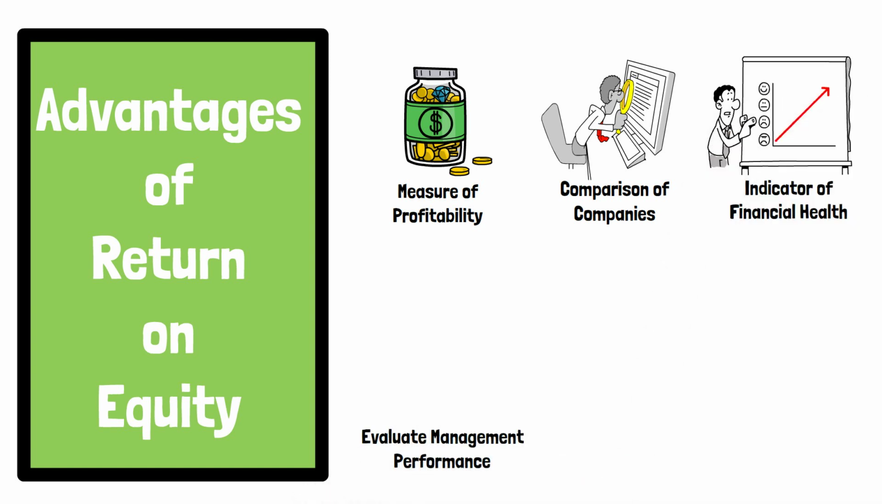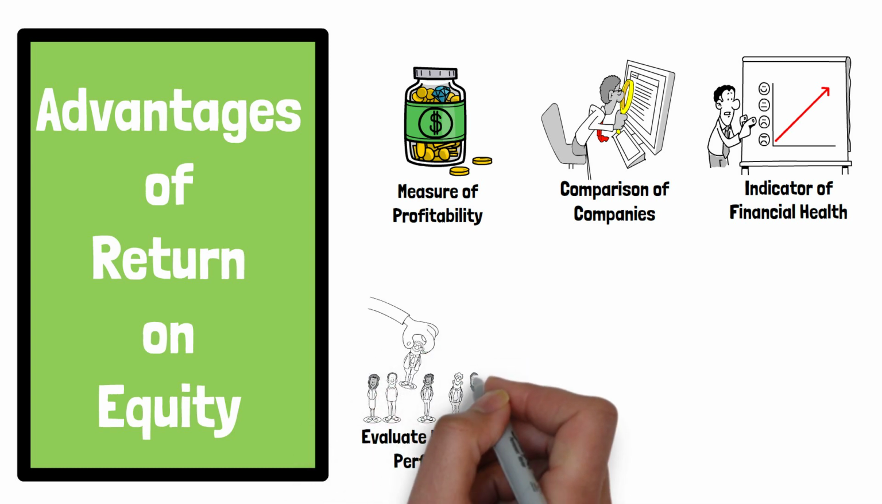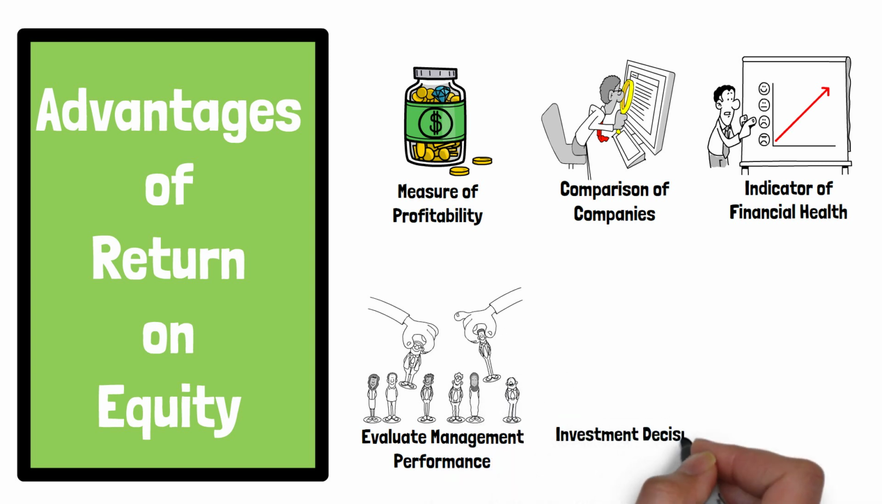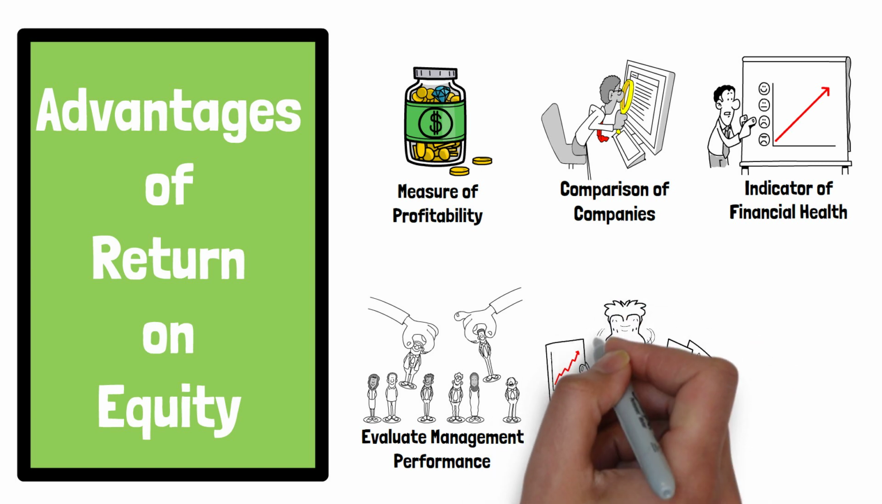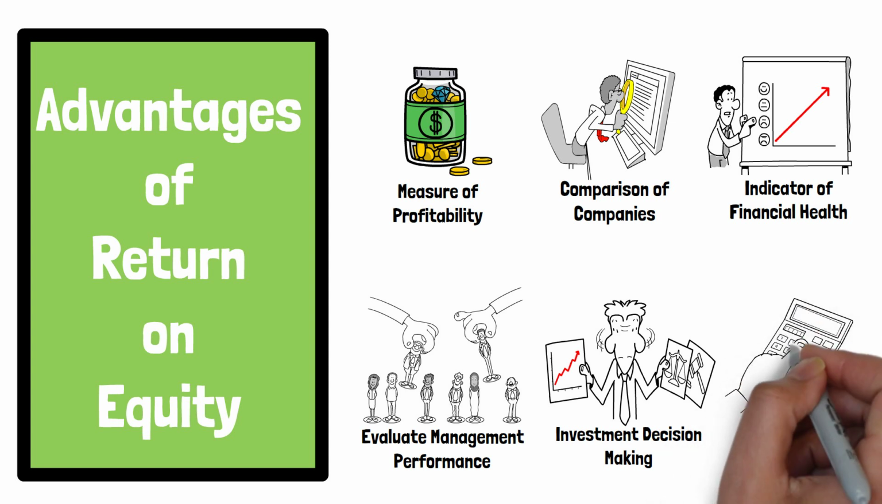Evaluate management performance. ROE can be used to assess the performance of a company's management and their ability to effectively allocate resources and generate profits. Investment decision-making. ROE can help investors evaluate the potential for future growth and make informed investment decisions. Simple calculation. ROE is a simple calculation that can be easily understood by investors and stakeholders.